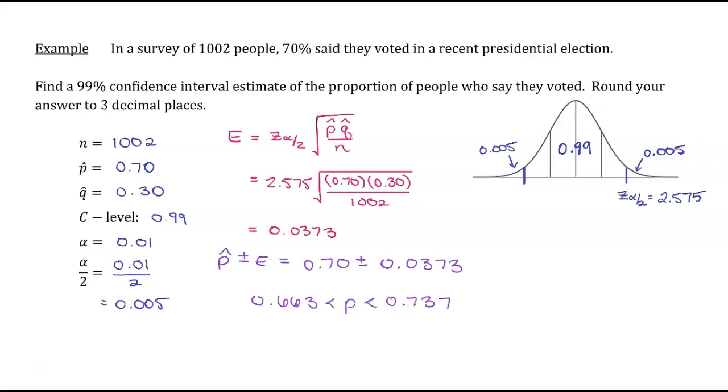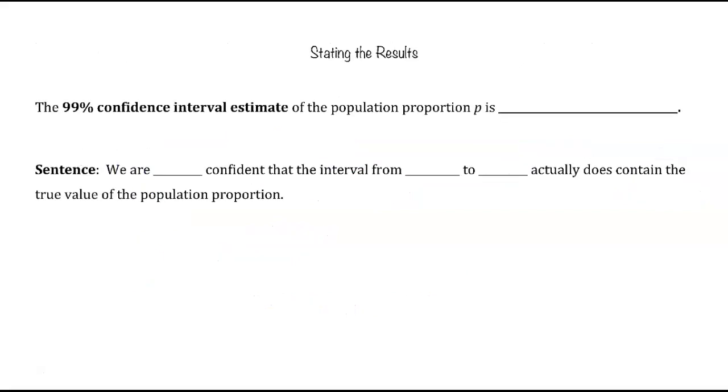With our sample proportion of 70%, we estimate that the population proportion is between 66.3 and 73.7%. Let's talk about how we present these results. It's important that we give meaning to the results of these calculations rather than simply stating numbers.